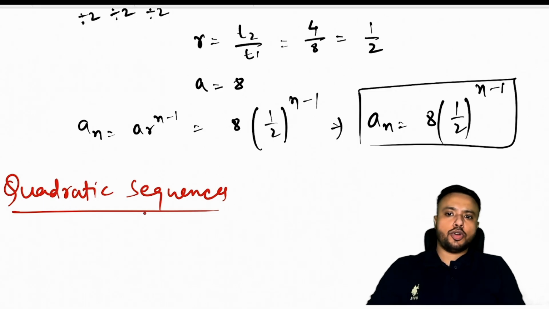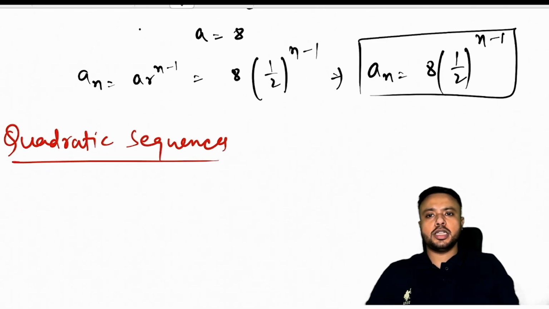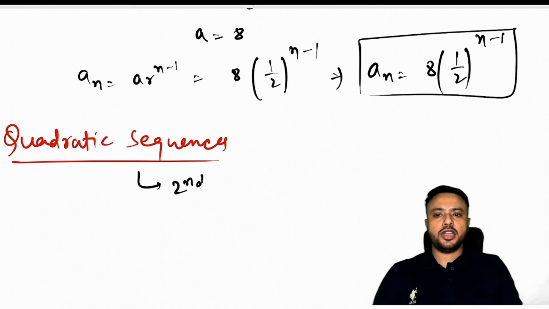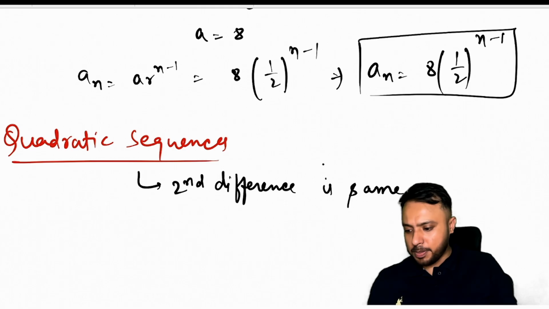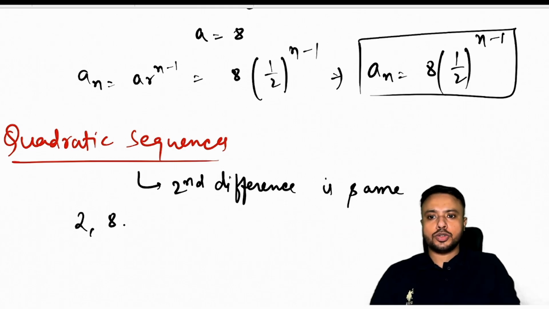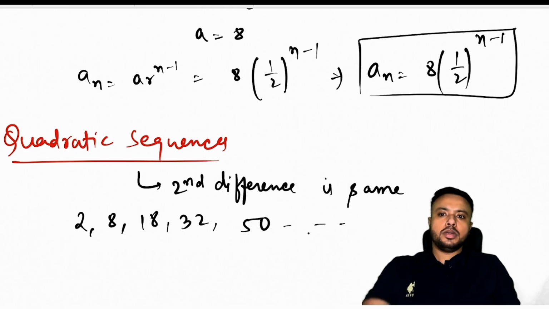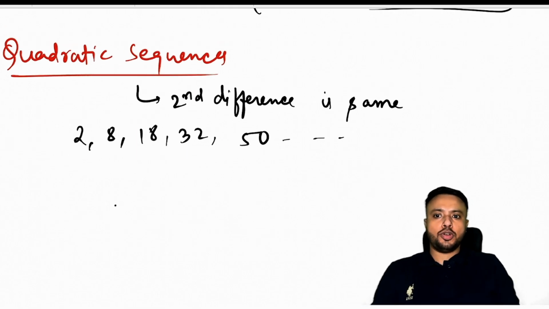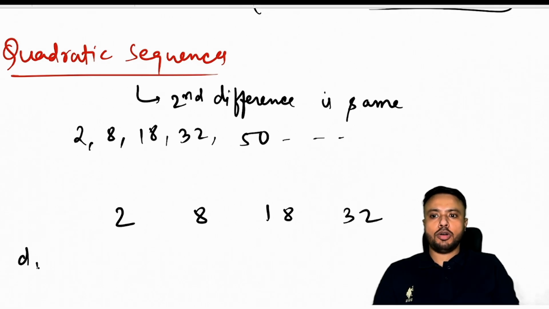So the last one is quadratic sequences, guys. In quadratic sequences, you need to understand the second difference is going to be the same. So when I say second difference, let's understand it with an example. Let's say my sequence is 2, 8, 18, 32, and 50. So what I'm going to do here is write the terms like this: 2, 8, 18, 32, 50. First I will find the first common difference.